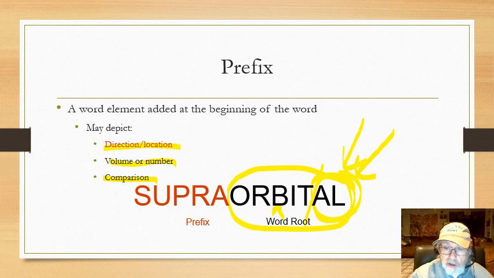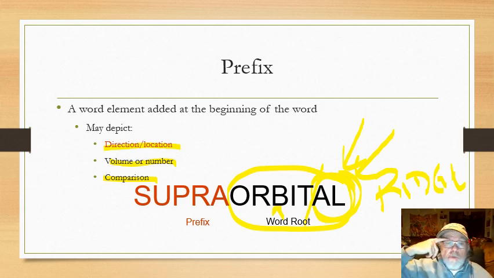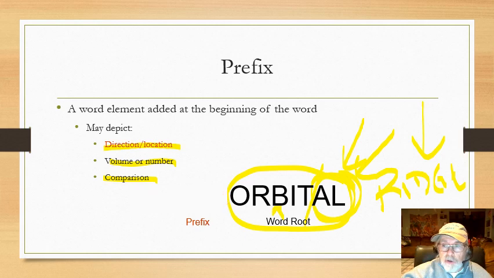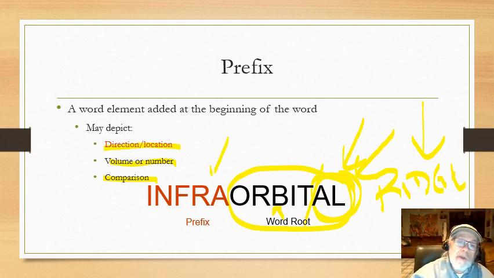Again, because al is an adjective suffix, ridge would be the noun, okay? But supra means above, pertaining to above the orbit, the ridge pertaining to above the orbit. Ridge being the noun, supraorbital being above, because supra means above, or on top of. Infra, if you feel right here in the bottom, you feel a very sharp edge of bone, and that's the infraorbital ridge or infraorbital margin, because infra means below.